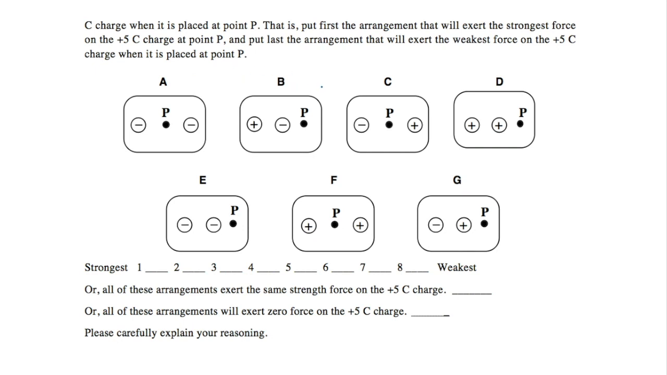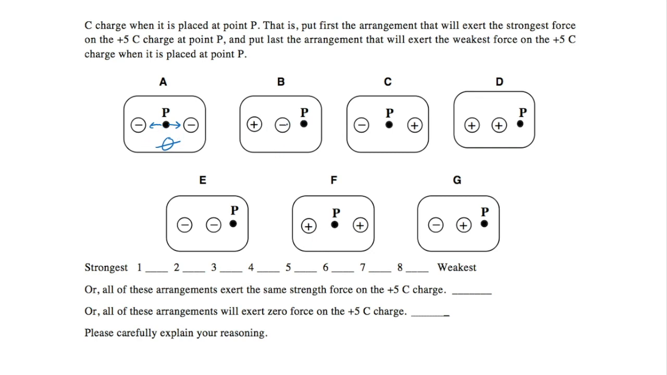It wants us to rank these in order from strongest to weakest. First thing I want to do is figure out what direction the forces that this positive test charge is feeling from these charges are going to point. This is a positive test charge, so it's going to feel a force to the left by this charge and to the right by this charge, meaning that the net force felt here is just 0 newtons because it's being pulled to the left, pulled to the right, they're going to cancel each other out.